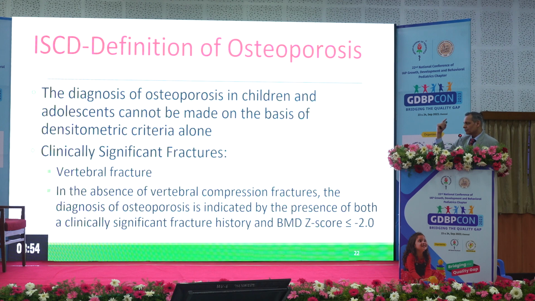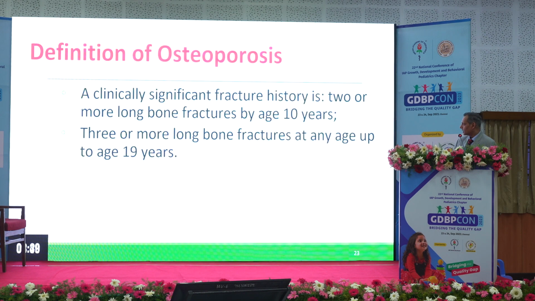A vertebral fracture, even one, is abnormal. In the absence of vertebral compression fracture, the diagnosis of osteoporosis is indicated by the presence of a clinically significant fracture and a BMD score which is less than -2. And a clinically significant fracture is 2 or more long bone fractures by the age of 10, or 3 or more long bone fractures by the age of 19, generally with low impact.